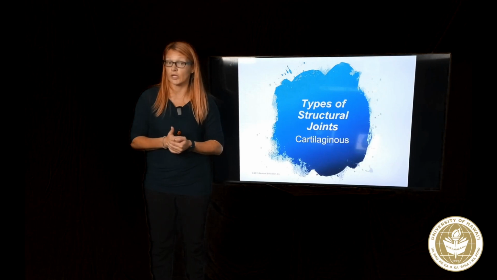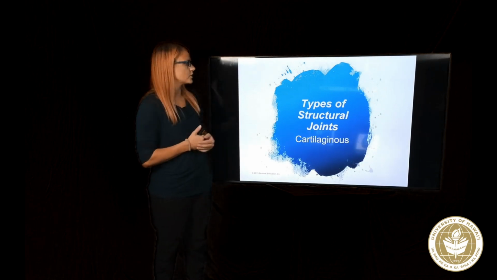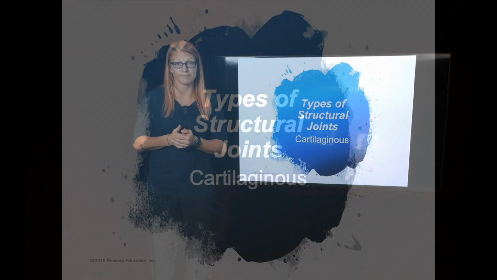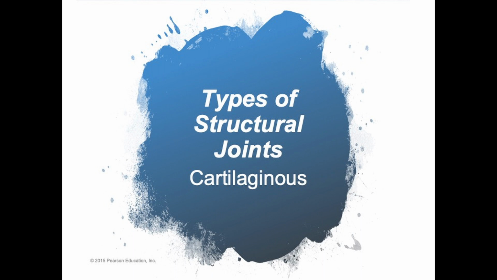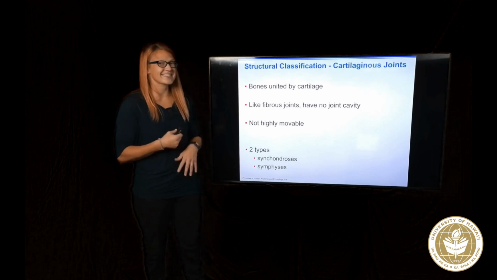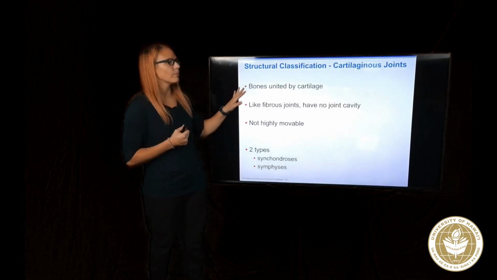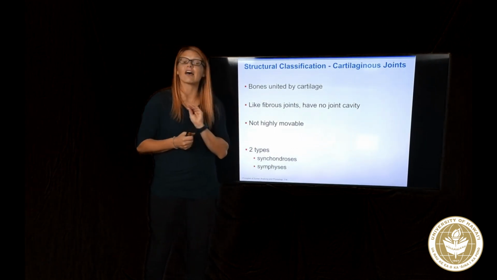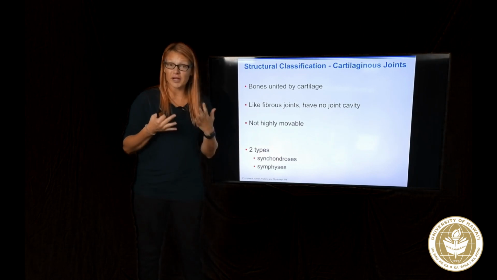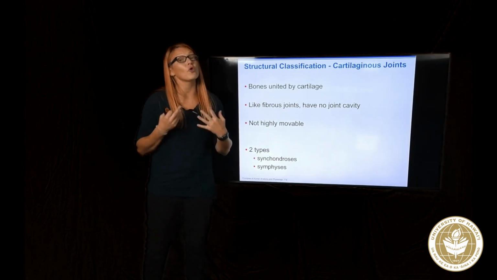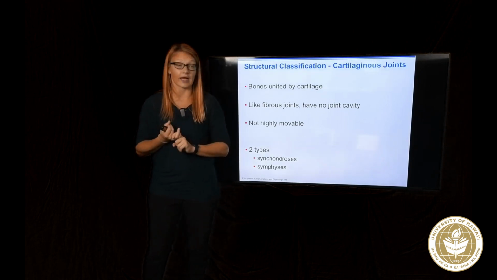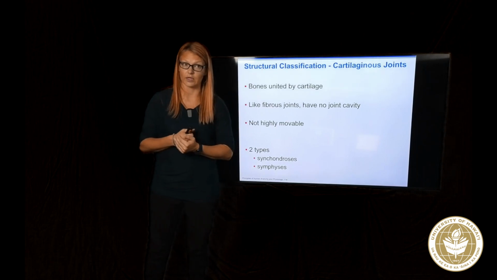Now that we've looked at the three different types of fibrous joints, we're going to move on to looking at the next type of structural joint, which is our cartilaginous joints. In terms of cartilaginous joints, it's just like it sounds, right? In this case, the bones are going to be united by cartilage. And like fibrous joints, these have no joint cavity. So if you haven't already figured it out, synovial joints are going to be the only type of structural joint that have a joint cavity. Our fibrous joints and our cartilaginous joints do not have a joint cavity.